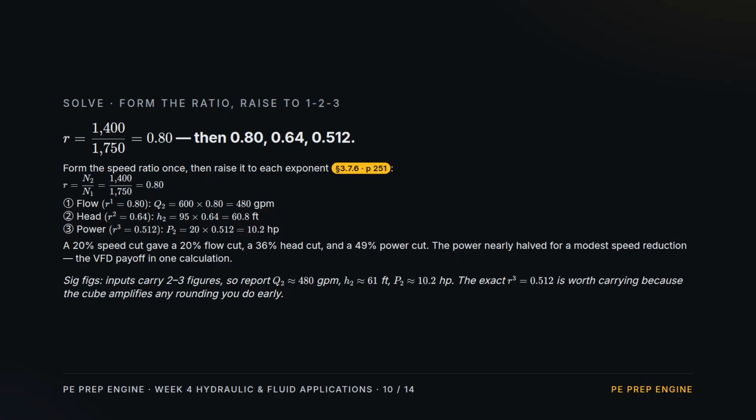Form the speed ratio once. 1400 over 1750 is 0.8. Raise it to each exponent. Flow gives 480 GPM, head about 61 feet, power about 10.2 horsepower. Look at the payoff. A 20% speed cut gave a 20% flow cut, a 36% head cut, and a 49% power cut. Power nearly halved for a modest speed reduction. The variable frequency drive payoff in one calculation.